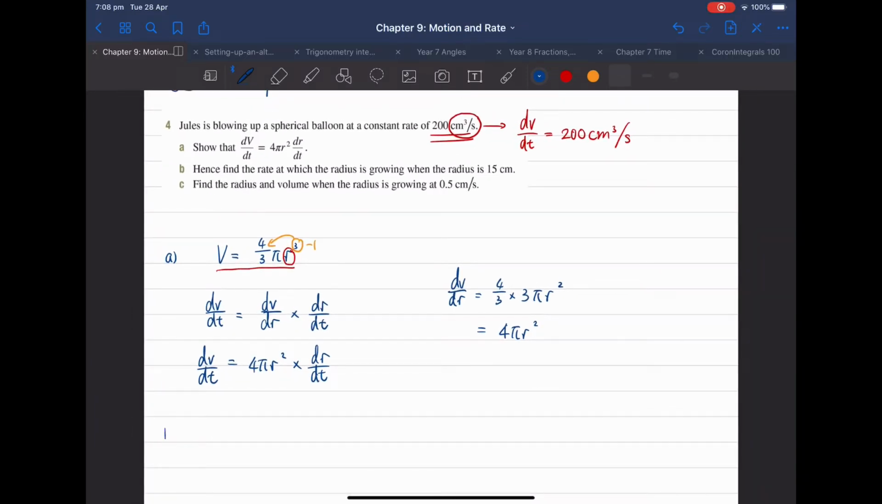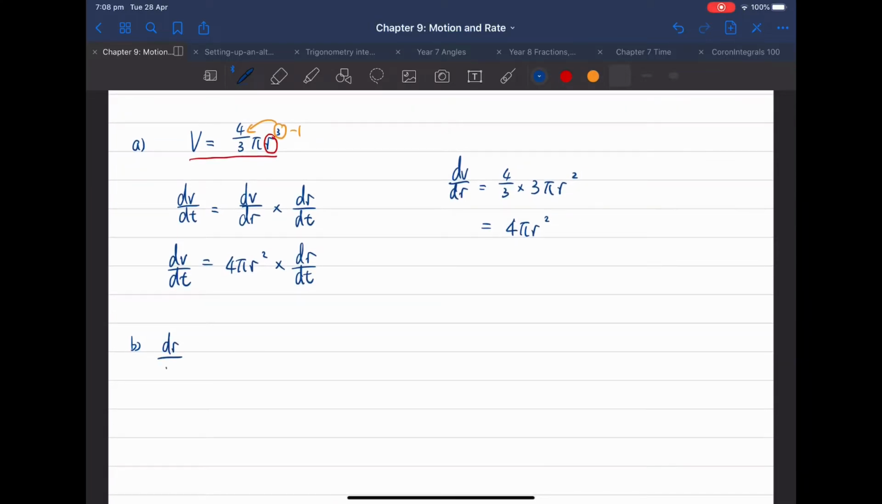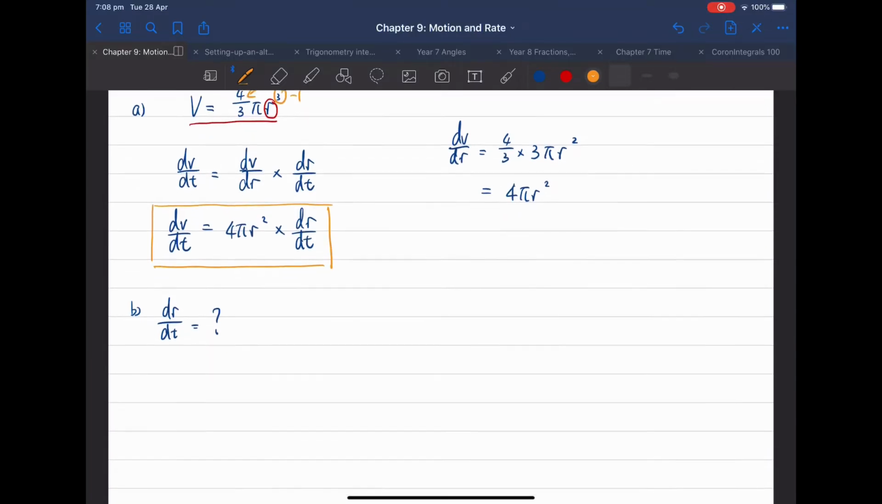Now question B. It says, hence find the rate at which the radius is growing when the radius is 15 centimetres. So the question asks us to find the rate of the radius. This is what I'm going to write: dr over dt, and then a question mark. We have the previous formula here, and we're going to use it and do some substitution to work out the answer. So how do we do it?